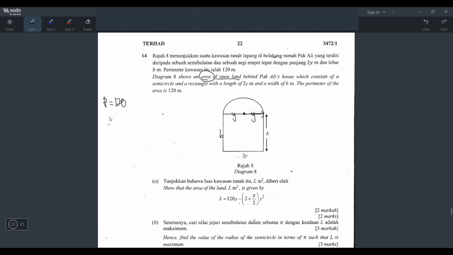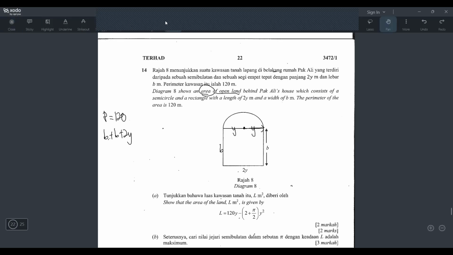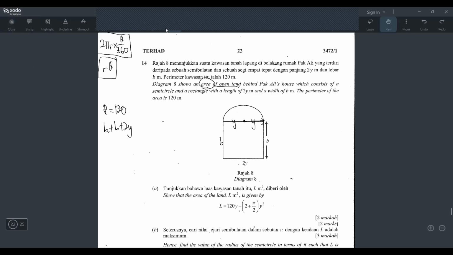It means I can form my first equation, which is b plus 2y, and then plus the arc, right? And which formula will I use to find the arc? All right, there are two formulas you can use here. You can either use this formula, 2 pi r times angle over 360, or you can use the r theta formula. You will get the same answer. But if you use the top formula, the theta has to be in degrees. But if you use the bottom formula, then the theta is in radians. So which formula do you want to use?